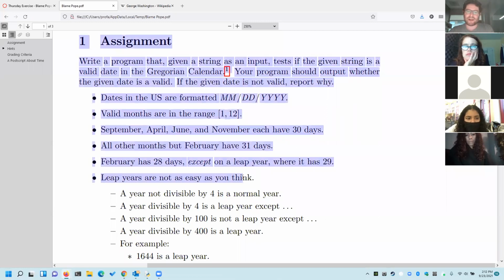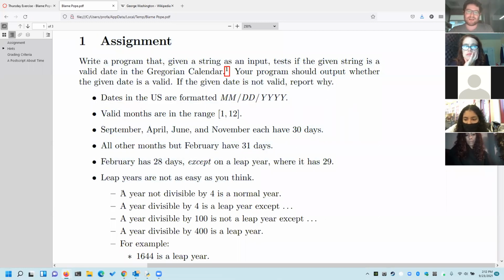So leap years are not as easy as we think, as I've been hinting at. A year that's not divisible by 4 is a normal year, right? This is what, 2021? Yes, it's 2021. My God, this year stinks. And last year as well. Okay. So 2021 is not divisible by 4, so it is a normal year. 2020 was a leap year, so we got an extra day of horribleness in that year, because 2020 wasn't bad enough.